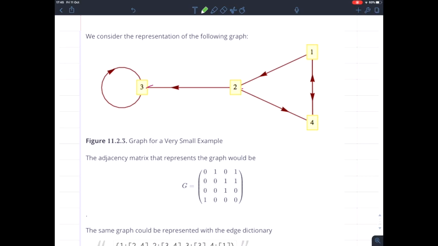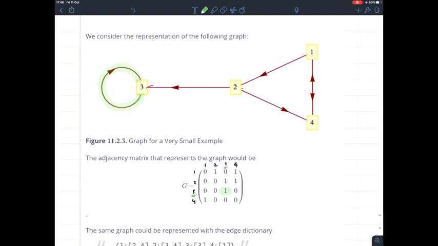So let's just work through an example using this directed graph. So let's see what the adjacency matrix should look like. So first of all, we notice that we have an edge from 3 to itself, so that's going to be a loop. And if we're imagining that each of our rows represents the initial vertex and each of our columns represents the terminal vertex, then we will have an edge from 3 to 3, which gives us a 1 on the diagonal.